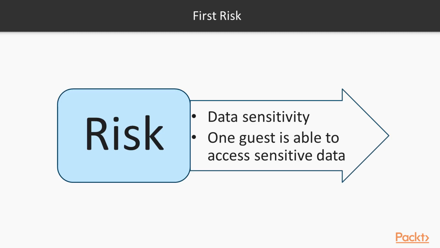The first risk is data sensitivity within a virtual machine. Whenever multiple virtual machines are hosted together, you could have the risk that one guest is able to access sensitive data on another virtual machine. With SELinux, data sensitivity can be controlled through the use of MLS. Guests can run with different MLS labels so that the data sensitivity is guaranteed, even on the virtualization layer.